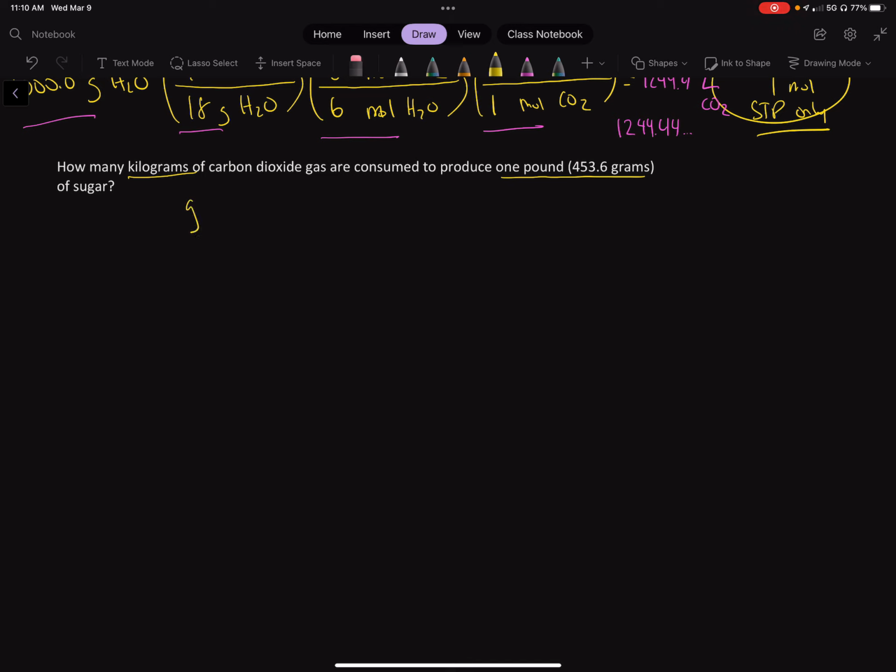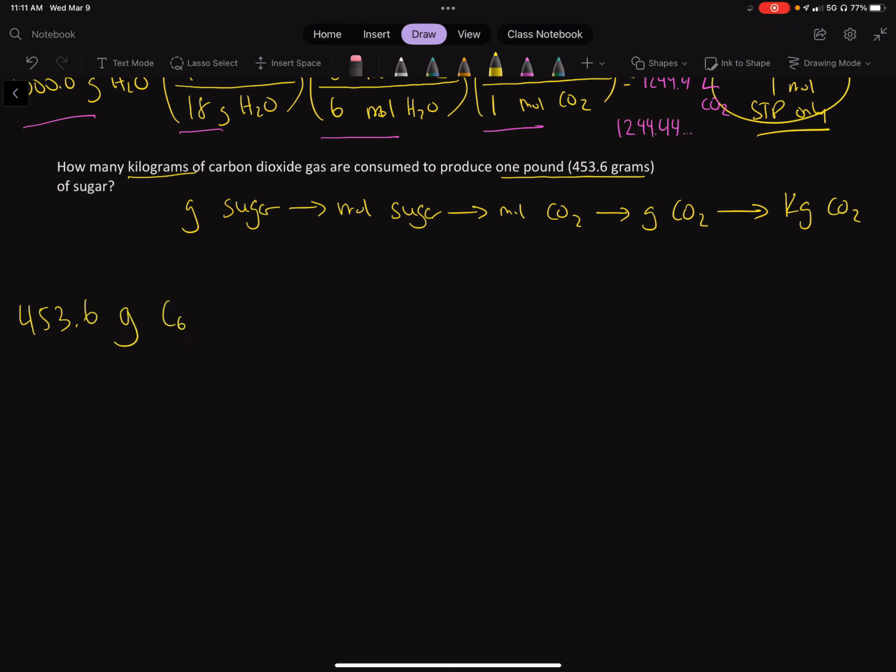We're going to go from grams of sugar to moles of sugar to moles of CO2 to grams of CO2. And the last one that's new for this question, we're going to go from grams to kilograms of CO2. So starting off with the grams of sugar, we have 453.6 grams of C6H12O6.